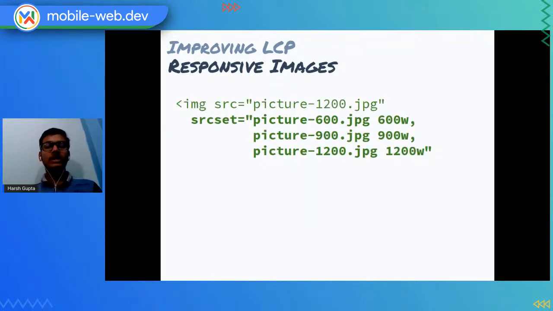We can achieve it with srcset, the source set. What we have done here is: if the width is 600 pixels, put picture 600, picture 900, and picture 1200. I named them 600, 900, and 1200 so that we can correlate them very easily. So if the width is 600, put this 600. If the width is 900, put this, and for 1200 do the same.